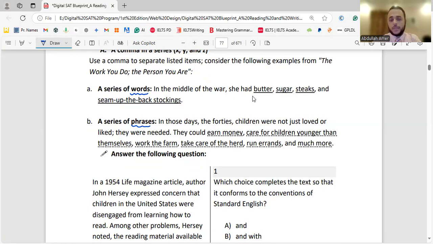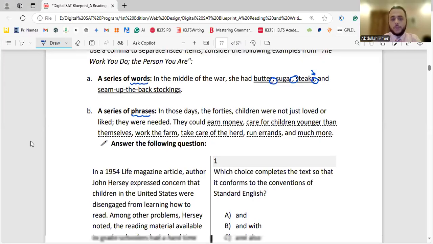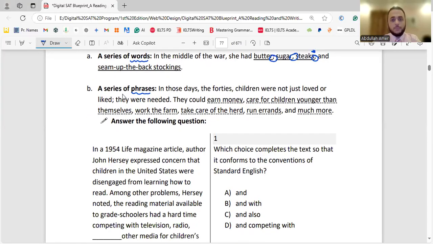This series, guys, can be either a series of words or a series of phrases. So words like these: in the middle of the war, she had butter, sugar, steaks, and seams of the back stockings. As you see here, we have commas after every item, and finally, one comma before "and". This also can be the case in a sentence with commas after phrases.